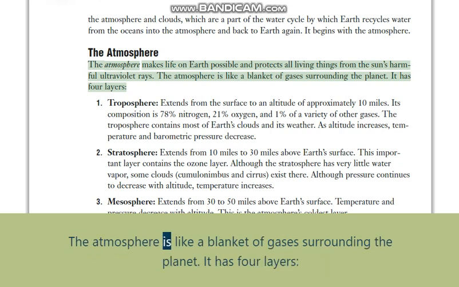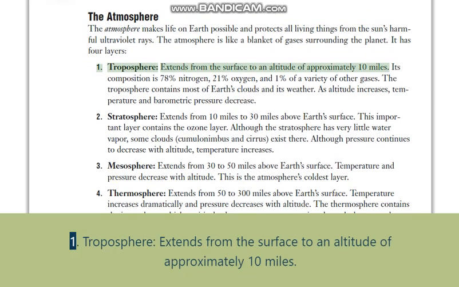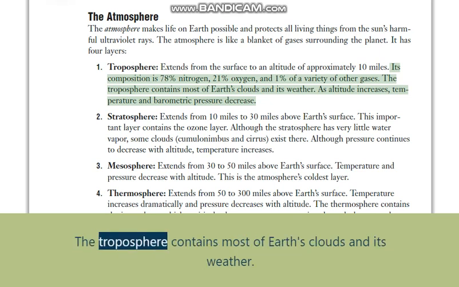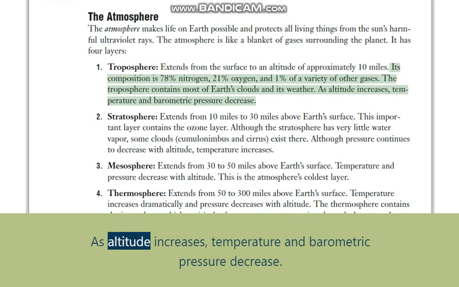The atmosphere is like a blanket of gases surrounding the planet. It has 4 layers. 1. Troposphere extends from the surface to an altitude of approximately 10 miles. Its composition is 78% nitrogen, 21% oxygen, and 1% of a variety of other gases. The troposphere contains most of Earth's clouds and its weather. As altitude increases, temperature and barometric pressure decrease.